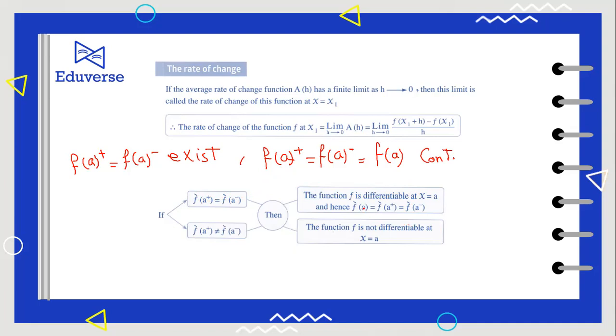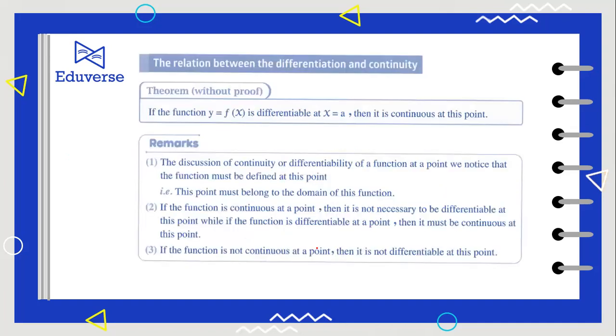At x equal a. But if they are not equal, then the function is not differentiable. But firstly, I must make sure of the continuity condition. The relation between differentiable and continuous is: if a function is differentiable, then it must be continuous. If the function is differentiable at a, then it must be continuous at this point.